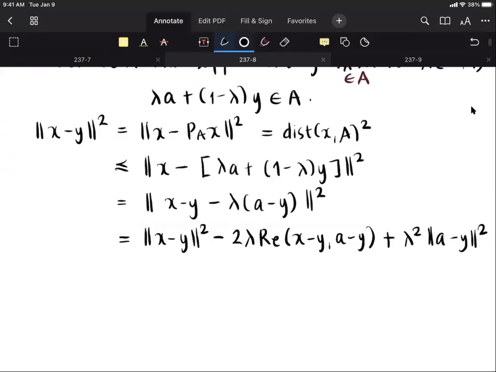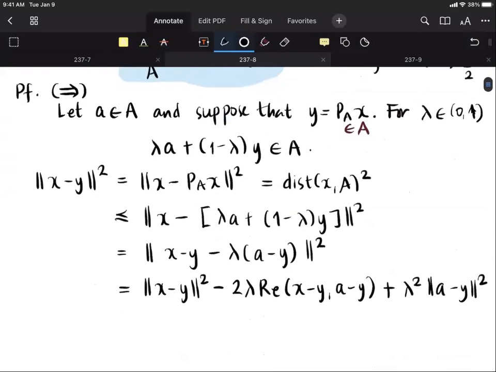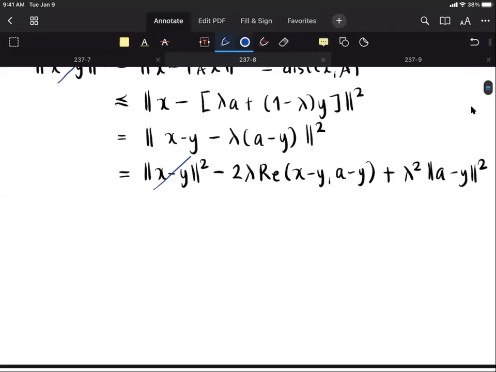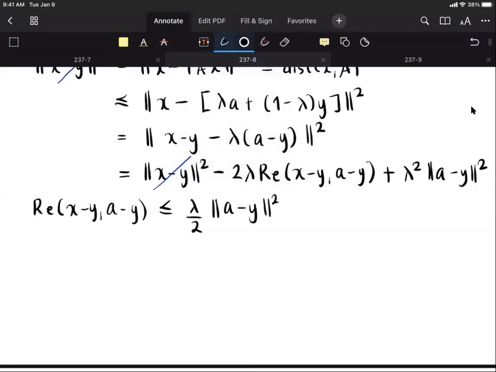Okay, and from this, we can cancel the first term, put this on the left-hand side and divide by 2 lambda. Take note that lambda is positive. You end up with the following inequality: the real part of the inner product of x minus y and A minus y is less than or equal to lambda over 2 times the norm of A minus y squared.